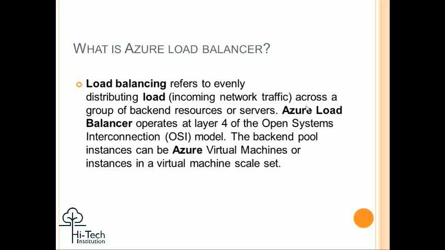Okay. And here, the Azure Load Balancer operates at layer 4 of the Open Systems Interconnection model. Based on the OSI layer model, it works at the fourth layer. So the backend pool of instances can be Azure virtual machines or instances in a virtual machine scale set. So there is a virtual machine scale set, and we also have virtual machines.